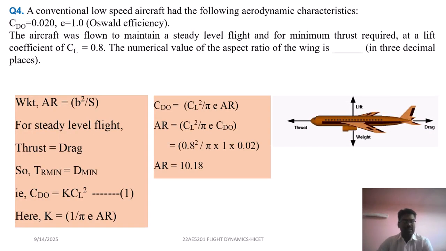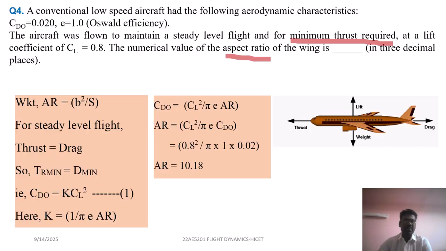So the next problem: a conventional low speed aircraft has the following aerodynamic characteristics. The CD0 value is given in the problem, that is the zero lift drag coefficient, 0.020. Then the Oswald efficiency factor is mentioned, that is e is equal to 1. The aircraft was flown to maintain a steady level flight, and for the minimum thrust required, the lift coefficient is 0.8. Then we have to find the numerical value of the aspect ratio. Aspect ratio is a non-dimensional number here.